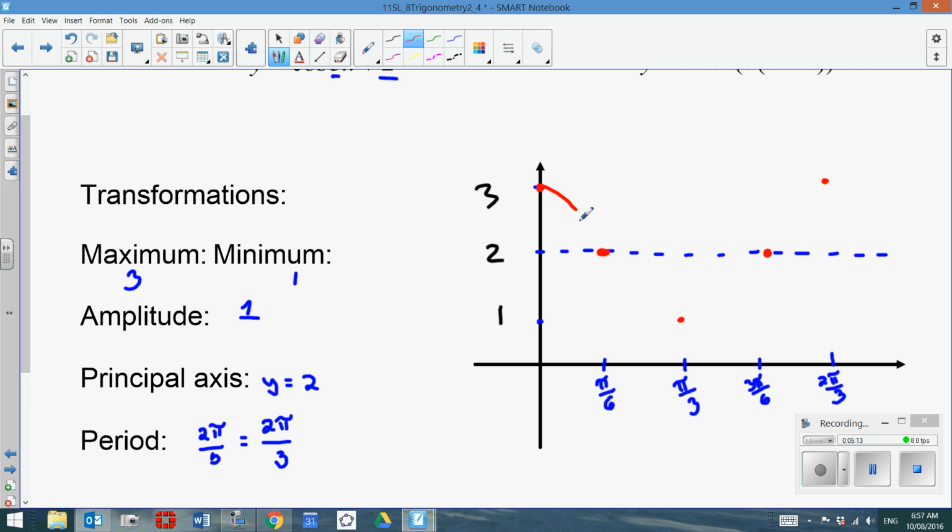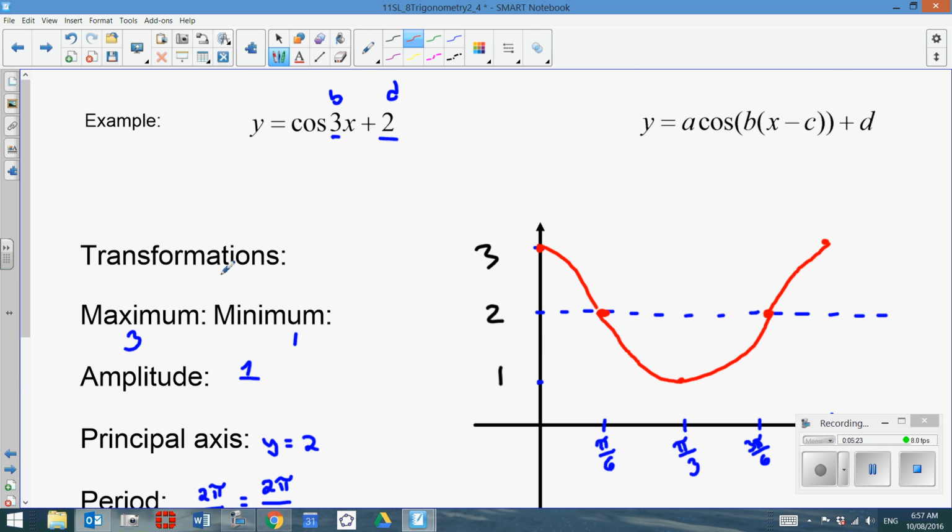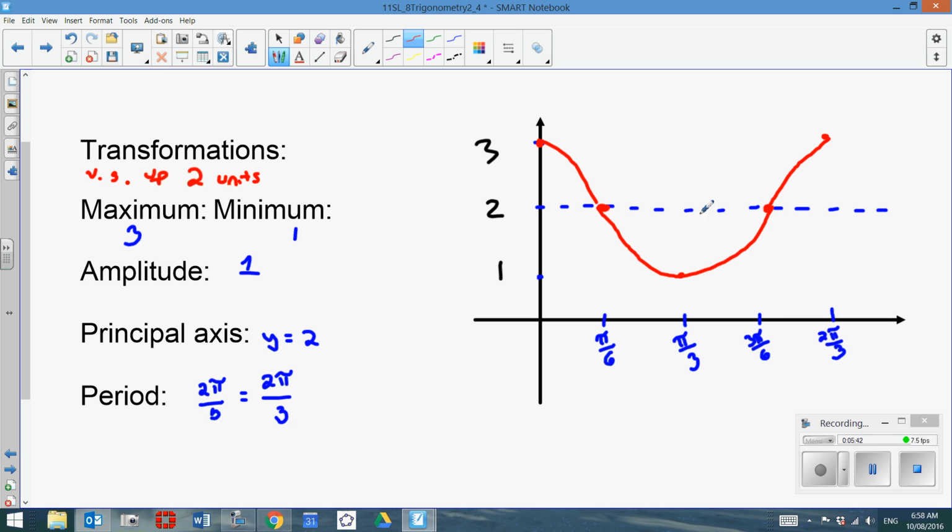Always connect your graph with a nice smooth curve, and we've got a really nice accurate sketch of your cosine graph. All right, so we do have two transformations. We definitely were shifted up, so a vertical shift, up 2 units. And we also have a horizontal compression. We actually are faster than the regular period of 2 pi.